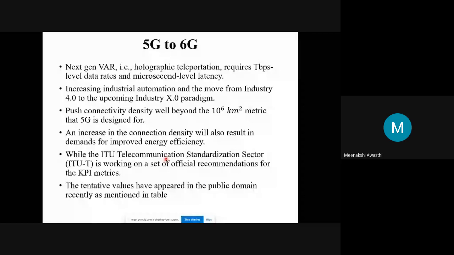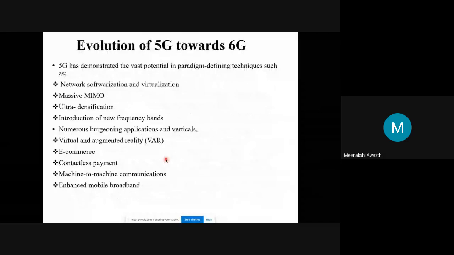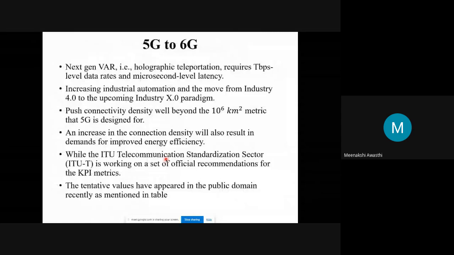Now moving towards the sixth generation, 5G to 6G. So, next generation VAR. We have already discussed virtual and augmented reality. Most of us have seen augmented reality, and we have numerous games which we can play with the help of virtual and augmented reality. So next generation VAR will be a key area of 6G.